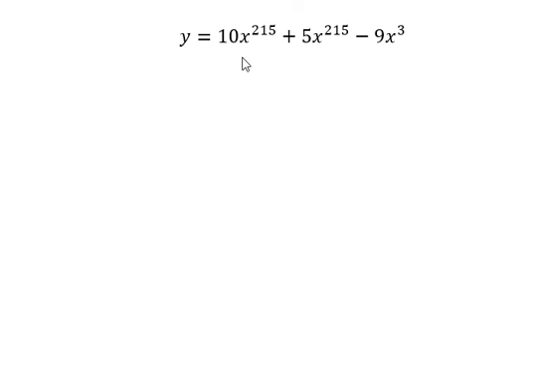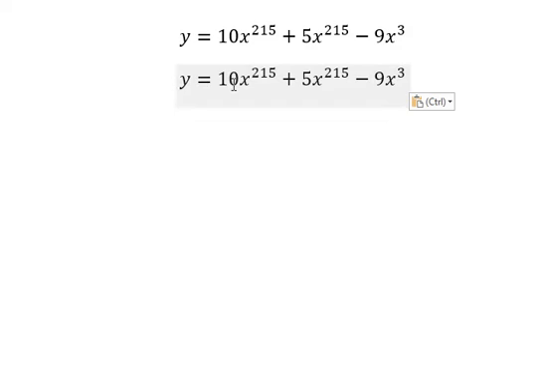Before we do first derivative of this one, we have number 10 plus 5 because we have the same s to the power of 215.